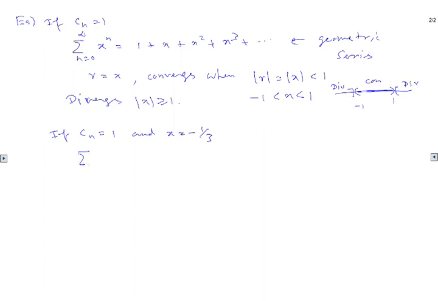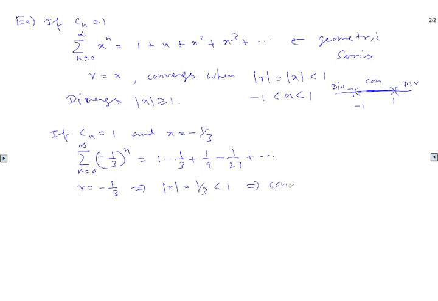So then the power series goes from n = 0 to infinity of (-1/3) to the n. If you look at a few terms, the first term is 1 minus 1/3 plus 1/9 minus 1/27, like that. In this case r is -1/3. This implies that the absolute value of r is 1/3, which is less than 1, so it converges. So this series converges.